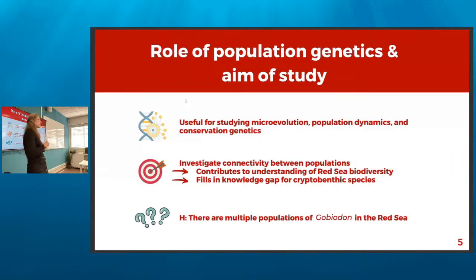So the research question is, what is the genetic distance between the different populations? And our hypothesis is based on the limited dispersal range of the fish and the high host fidelity. So hence we hypothesize that there are multiple populations of Gobiodon in the Red Sea.